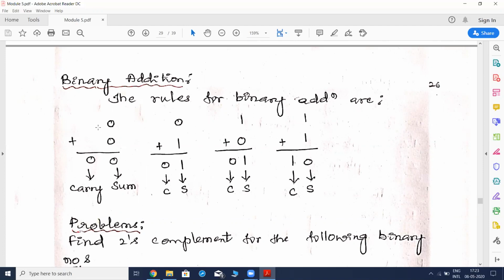So here 0, 0: sum is 0, carry is 0. For 0, 1: sum is 1, carry is 0. For 1, 0: sum is 1, carry is 0. For 1, 1, you will get the sum as 0 and carry as 1, because the decimal 2 is represented in binary with 2 bits, that is 1, 0. So you will get the sum as 0 and carry as 1.